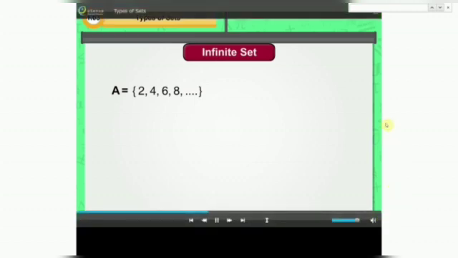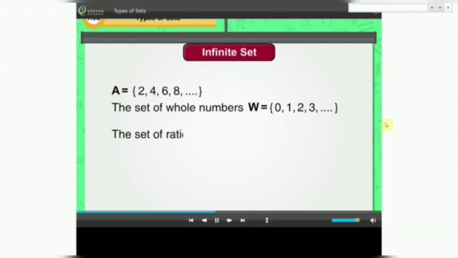The next type is the infinite sets. Observe the following sets. 2, 4, 6, 8 and so on are the elements of set A. 0, 1, 2, 3 and so on are the elements of set W, that is the set of whole numbers. The set of rational numbers Q is equal to all p upon q such that p, q belongs to integers and q is not equal to 0.